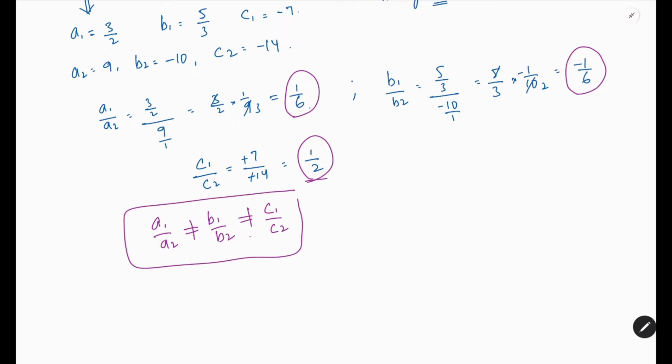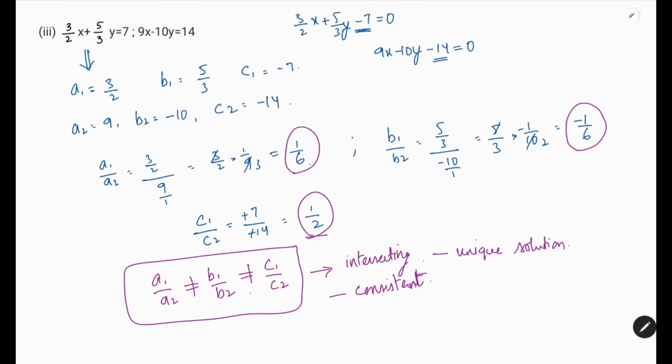If this is the case, if all the three ratios are not the same, then the lines are intersecting. The lines are intersecting. That means they have a unique solution. If there is a unique solution, these are consistent. Okay. The pair of linear equations are consistent.